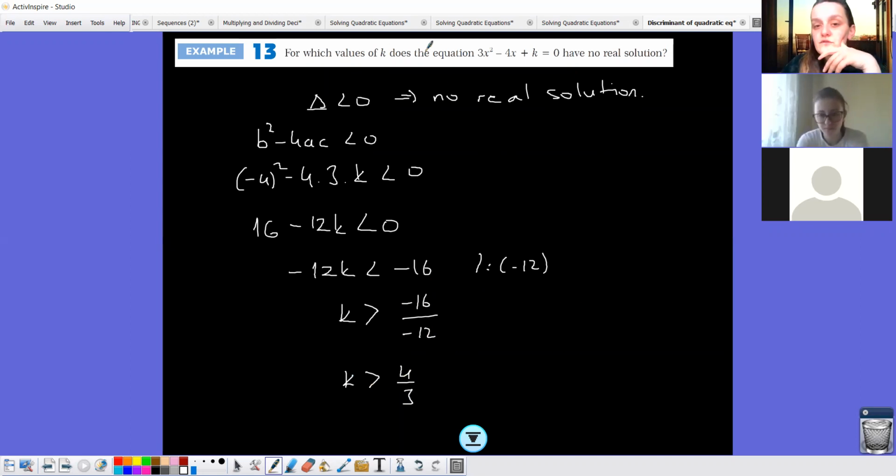So for which values of k does the equation have no real solution? For the values greater than 4 over 3. Okay? Did you understand? Yes, teacher. Okay. Are you writing? I can wait if you're writing.